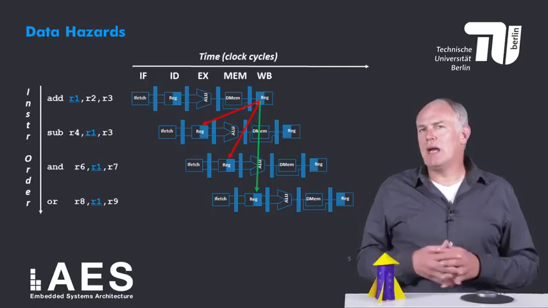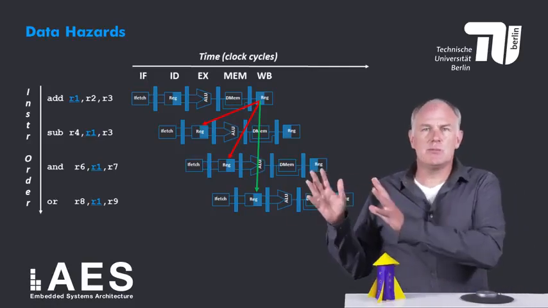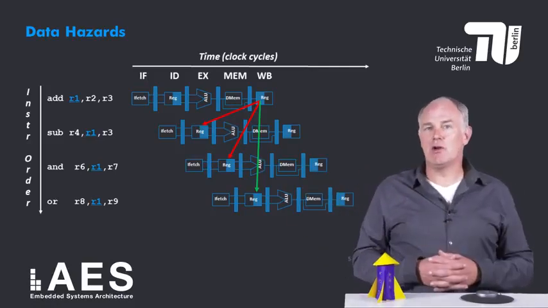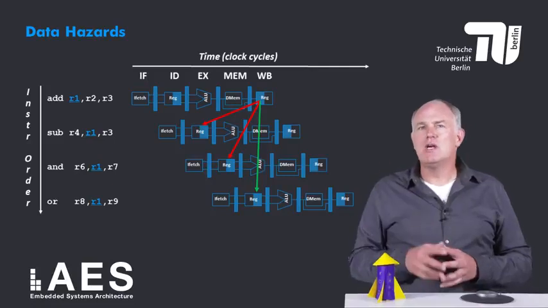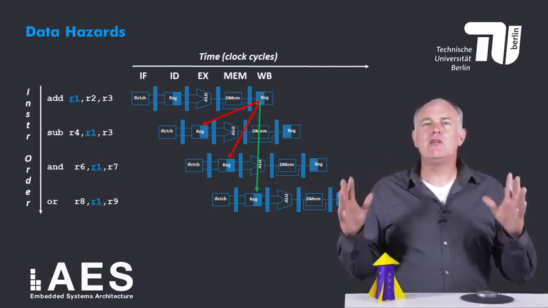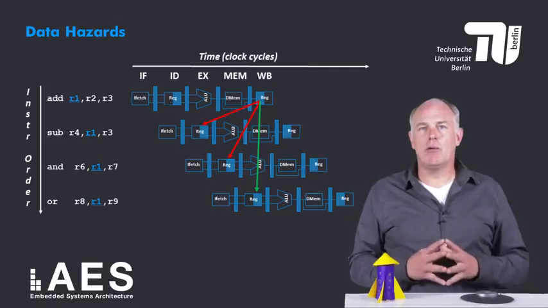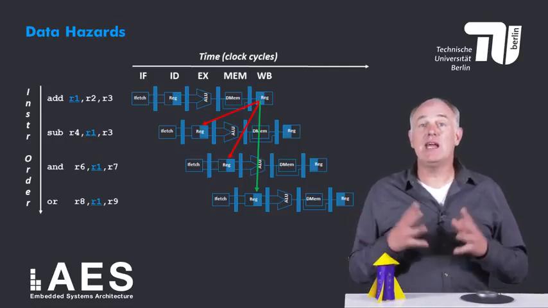Should we stall the pipeline for 2 cycles so that the subtract and AND instruction will read the correct value? No, such dependencies happen way too often. This would make our processor way too slow. Then what?